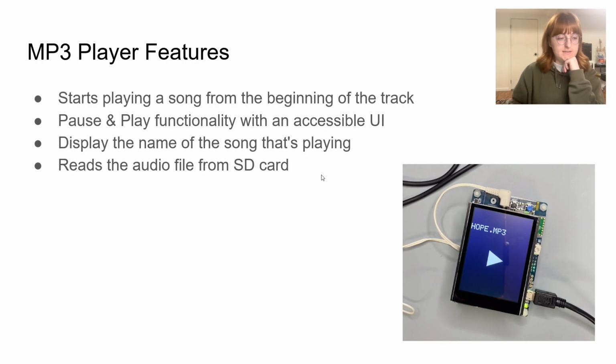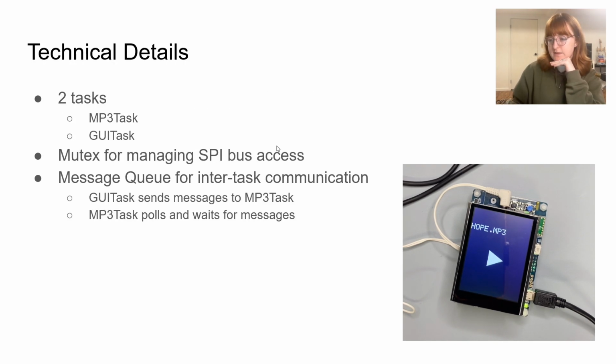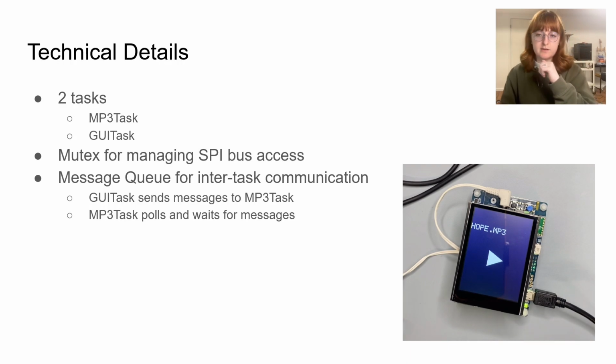All right, so let's get into the technical details. We have two tasks, an MP3 task and a GUI task. With the mutex, we're managing SPI bus access since a couple components use the SPI bus. And then I went with a message queue for implementing inter-task communication, where the GUI task is kind of the driver sending messages, and then the MP3 task is taking those messages out of the queue.